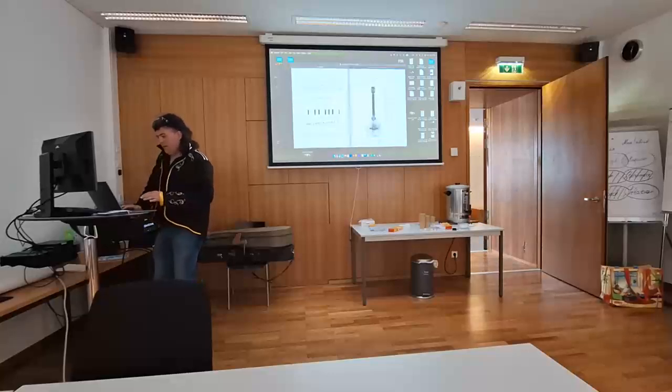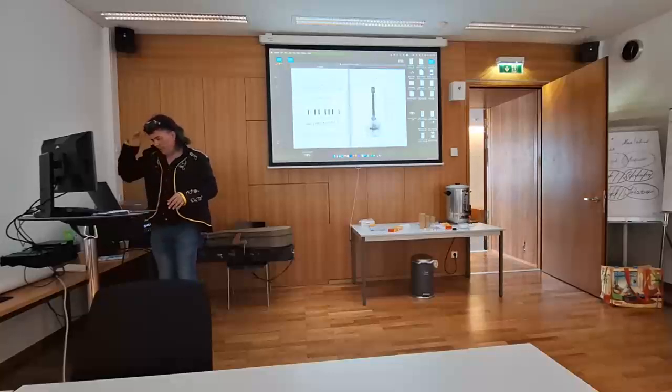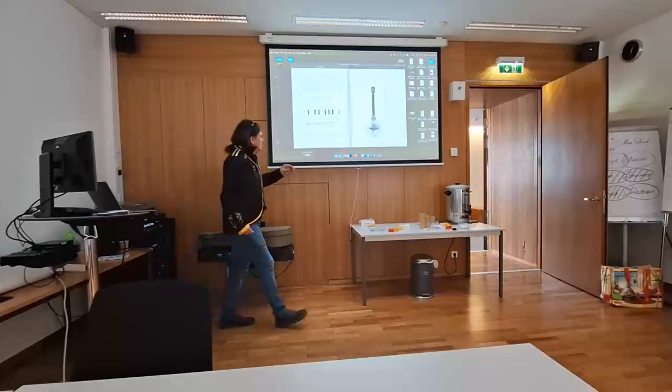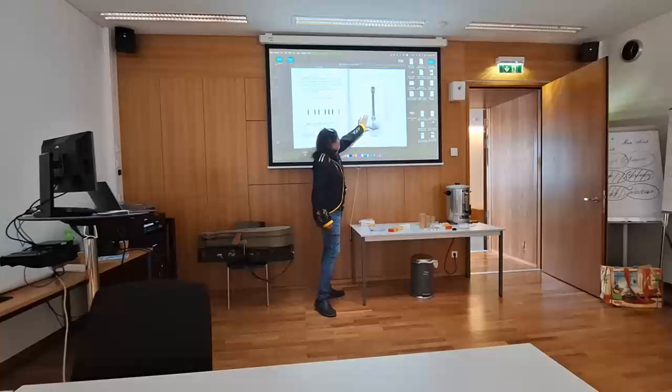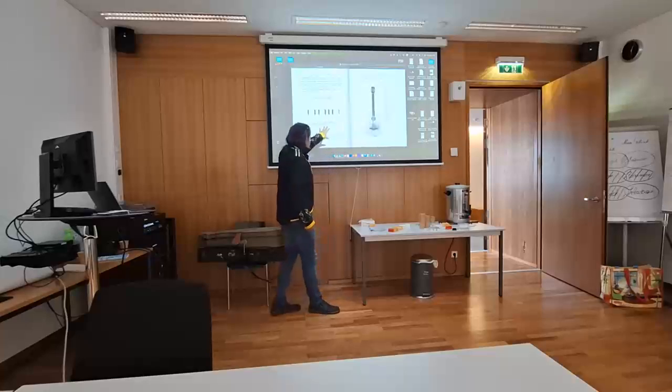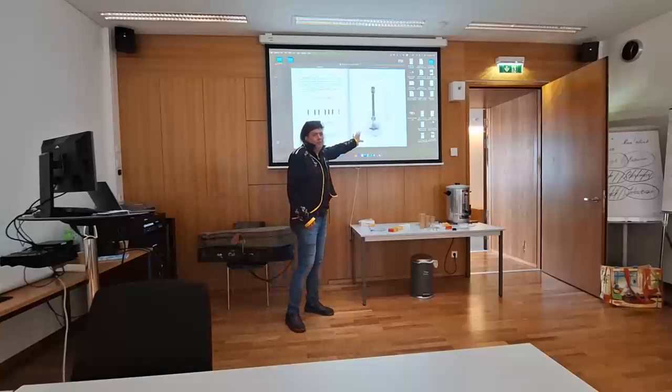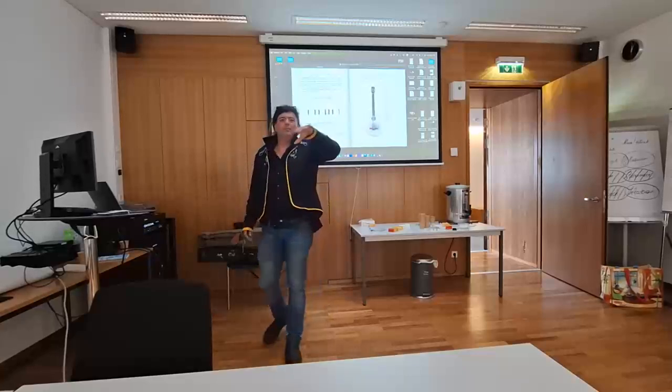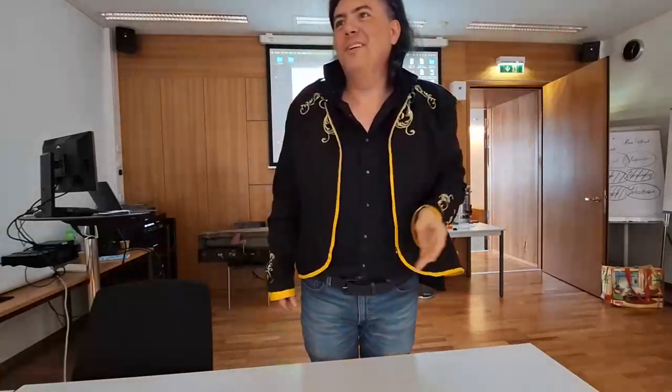Okay, so that's the Navarro right there. This is the instrument to be used for this music. And believe it or not, it was made in Mexico in the 1920s. But nobody knows where it is.